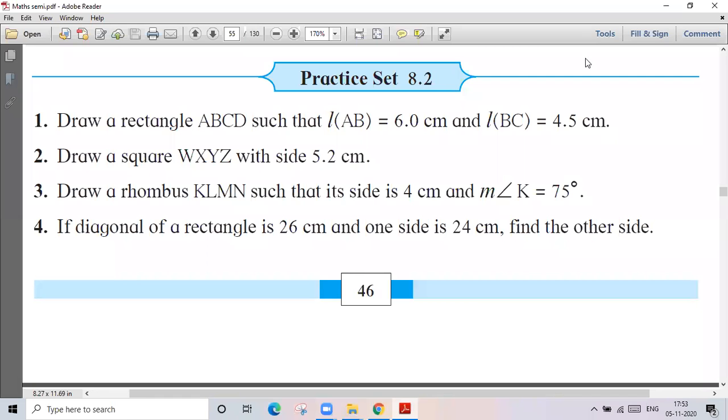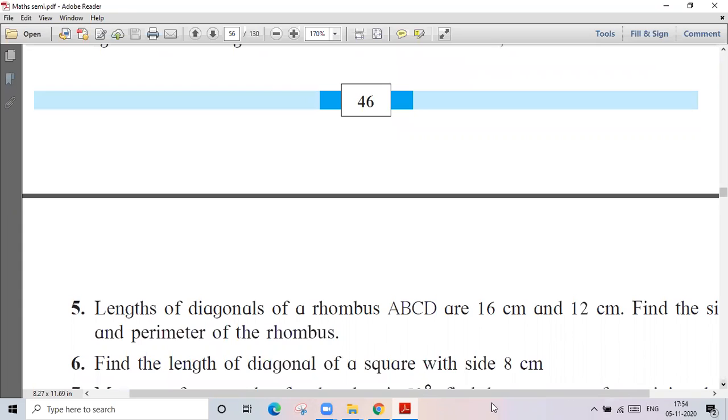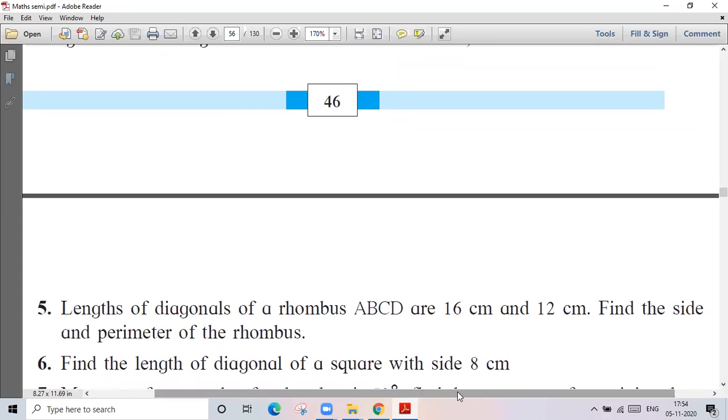We are continuing with the practice at 8.2, and we have seen questions number 1, 2, 3, and 4. Now we'll move towards question number 5. Let's see what the question is. What is asked here?